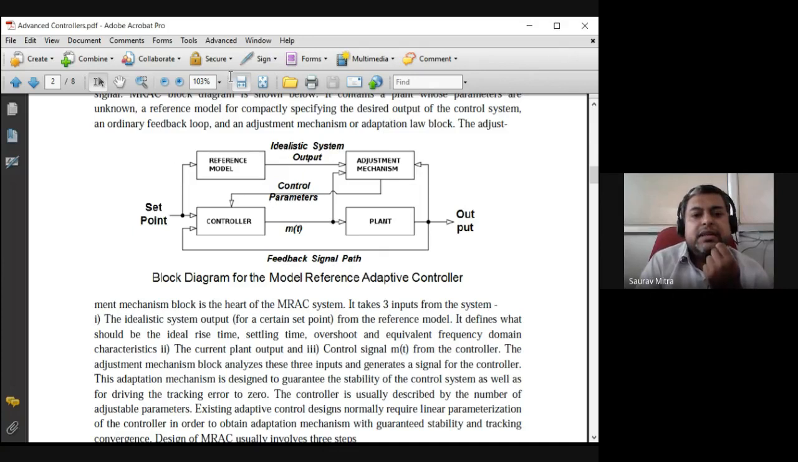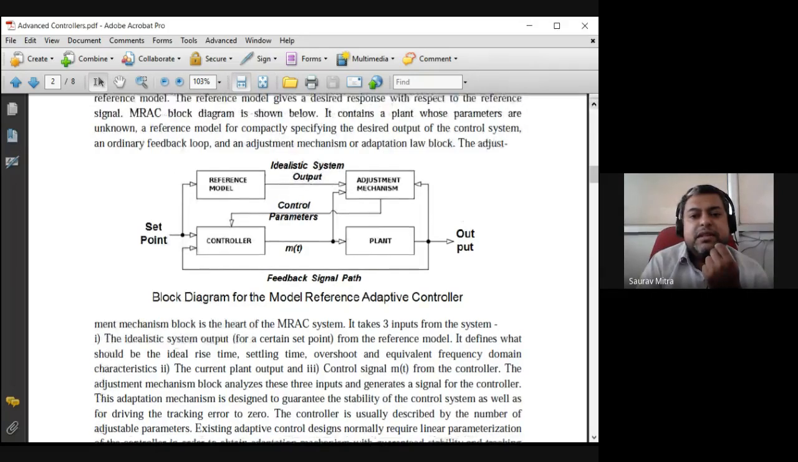Here you can see at the top that it contains a plant whose parameters are unknown. This is the plant whose parameters are unknown, the younger son, who is uncontrollable. Then there is a reference model for compactly specifying the desired output of the control system, an ordinary feedback loop, and an adjustment mechanism or adaptation control law.